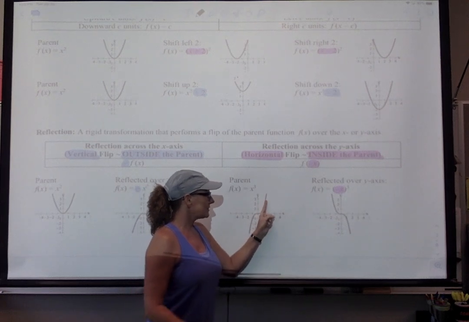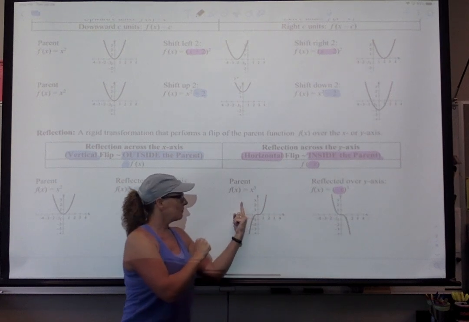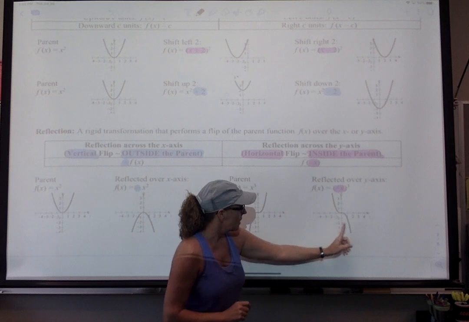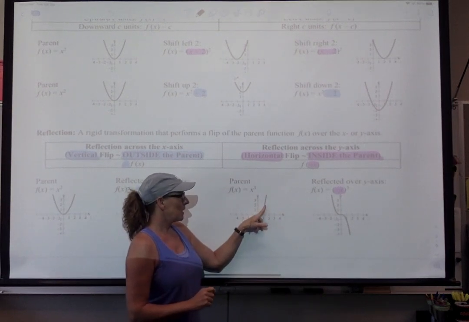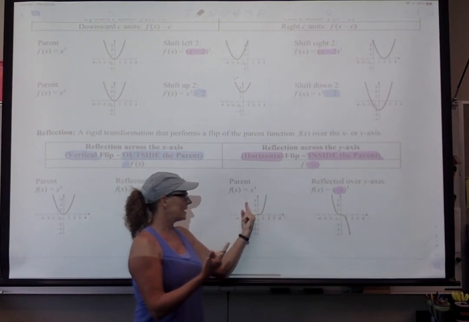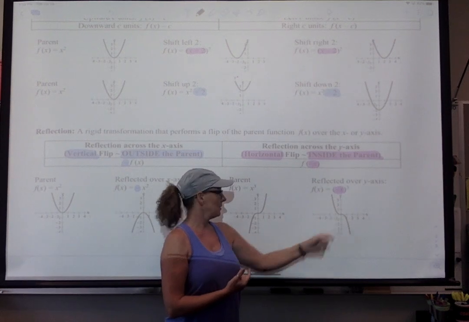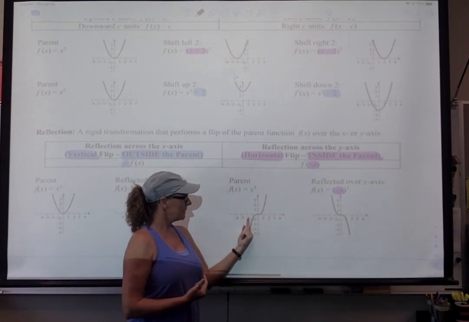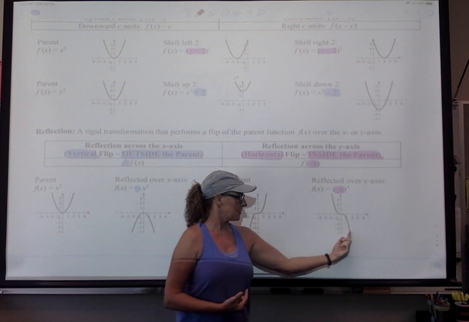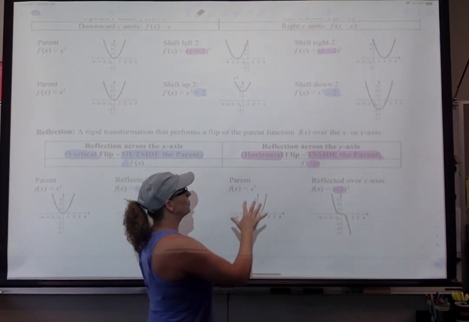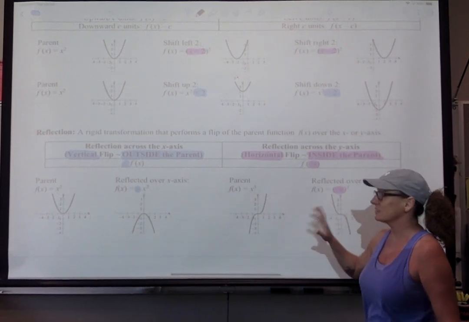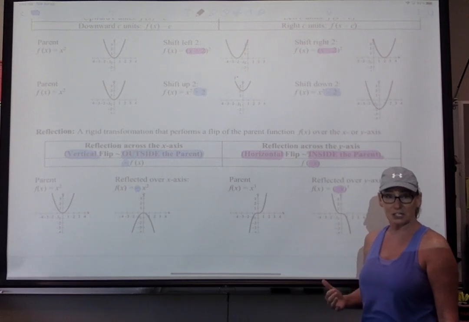This one, all of your x's that were positive, now think of all those x's being negative. See, there they are. All those x's that were negative, now think of all those x's being positive. There they are. So when you have a negative inside, it's going to be a horizontal reflection.